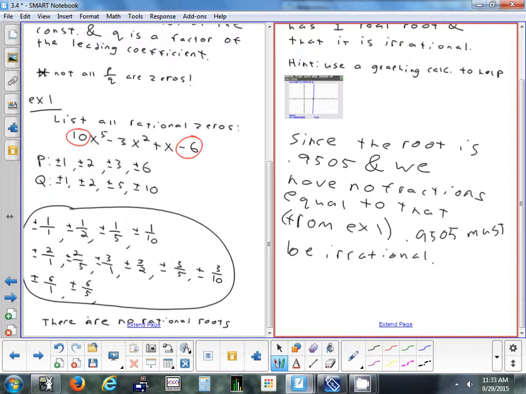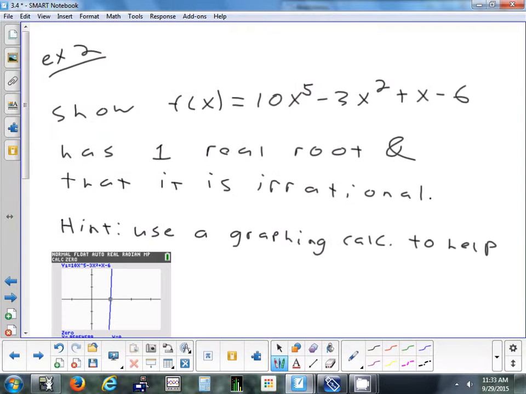Okay, it's not in the list of possible rationals. It's got to be something else. The only thing other than rational is irrational. Okay, all right, and that's what you were saying, and that is correct.